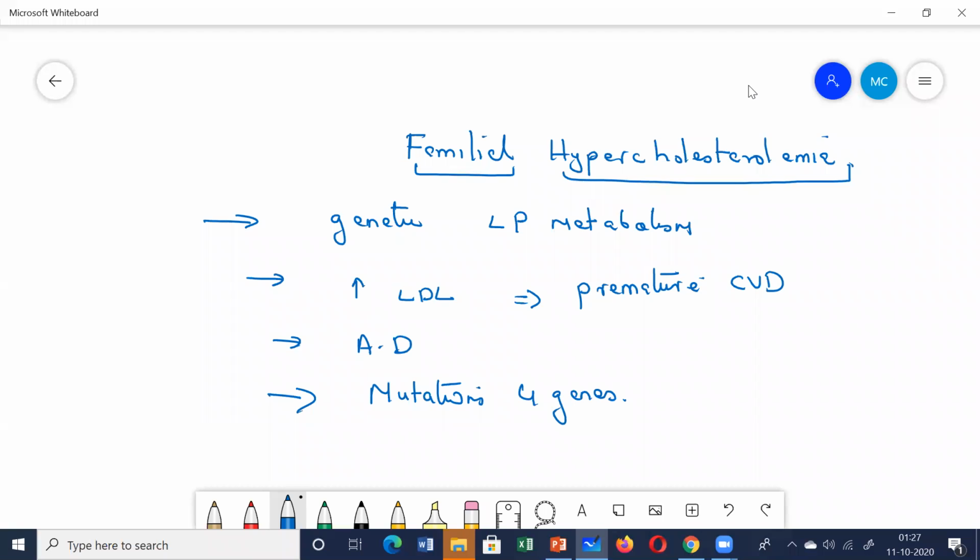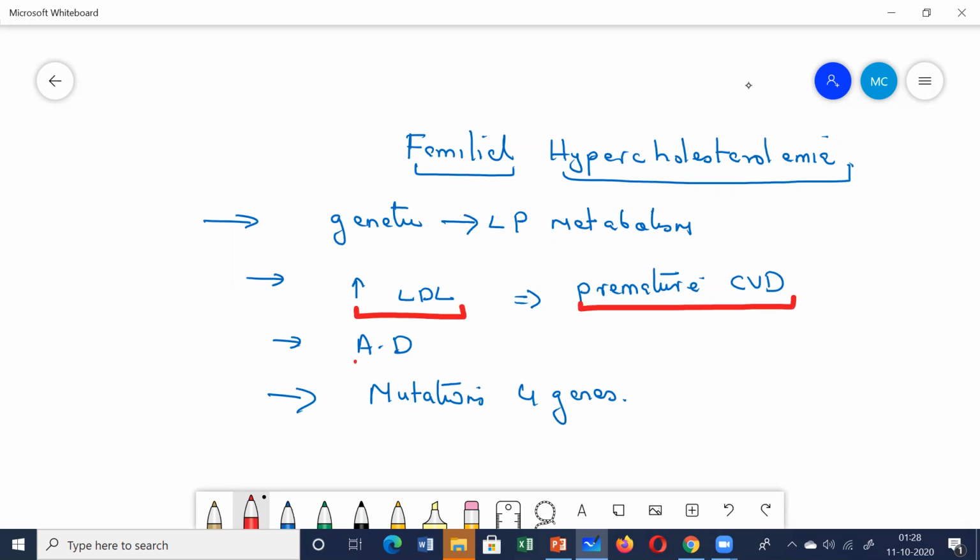So today we shall be discussing familial hypercholesterolemia. What is familial hypercholesterolemia? It is mainly a genetic disorder of lipoprotein metabolism. It results in increased levels of LDL, which ultimately predisposes the person to premature cardiovascular disease. This is the main reason why we are so concerned about familial hypercholesterolemia, that the patient often gets premature cardiovascular disease. The homozygous ones usually get it in the second decade of their life.